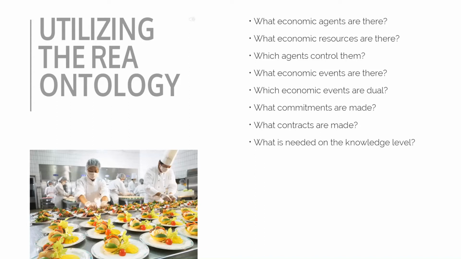The first question is, what economic agents are there? Clearly, we have three kinds of agents: the offices of the catering company, the customers that buy meals from the offices, and the dish suppliers that deliver dishes to the offices. So we introduce three classes: dish supplier, office, and customer.